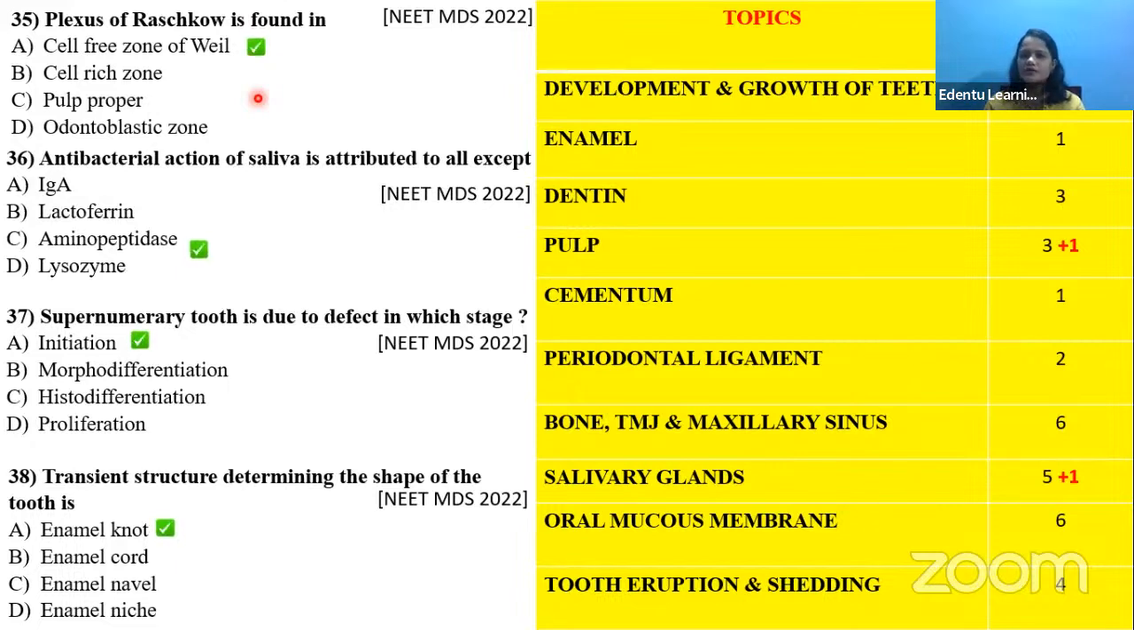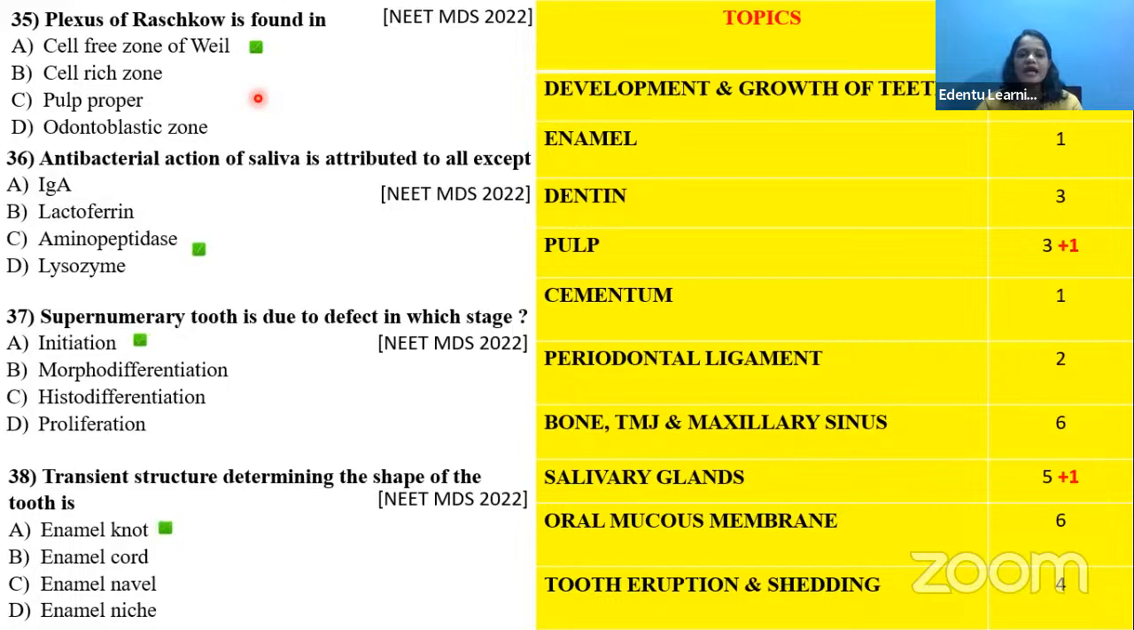Or the other type they can ask is they can give the order of the zones of the pulp, like the cell-free zone, cell-rich zone, pulp proper, or odontoblastic zone, and they will ask you to arrange them in the correct order. Such types of questions can also be asked in oral histology.